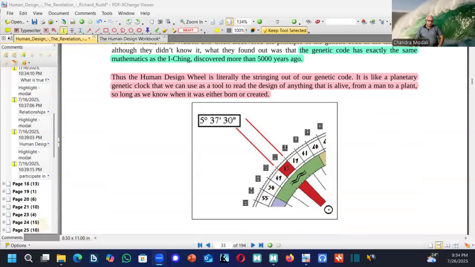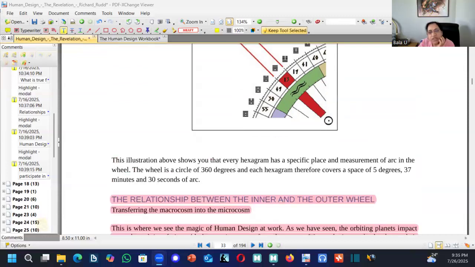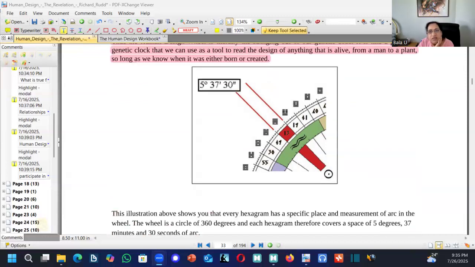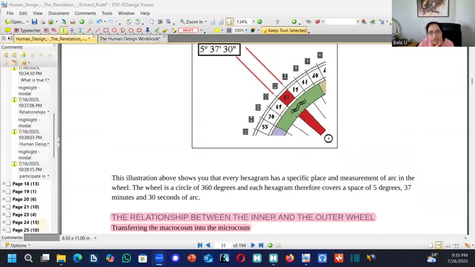Correct. Not only that, look at this. This symbol here is the sun, right? It is sending its neutrinos, passing through a particular planet at that particular stage, which is having this particular measurement. 37 degrees, minutes, and seconds.